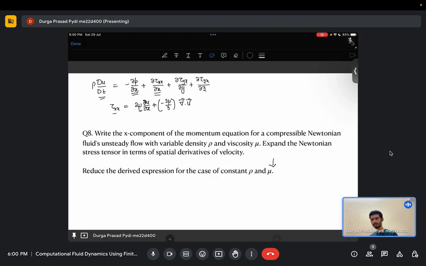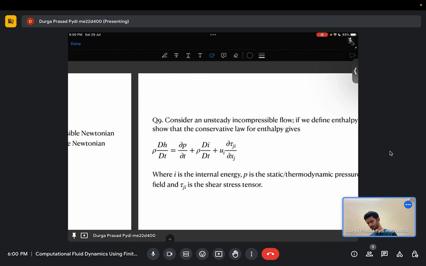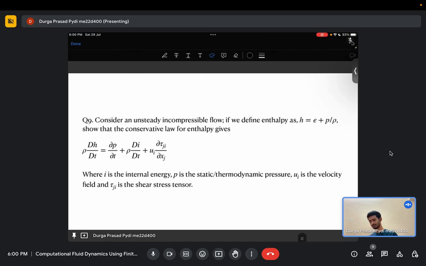In the interest of time, I will be skipping this detailed derivation. Maybe this is of some concern, it might be helpful.